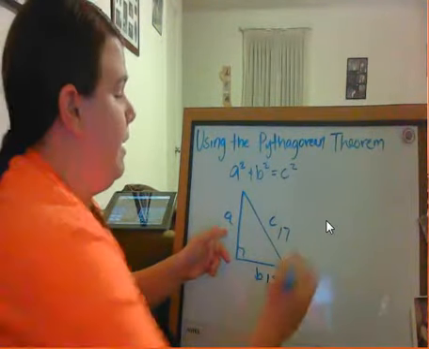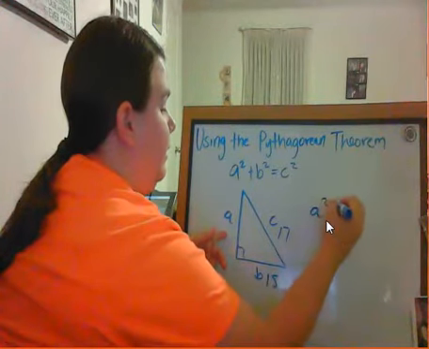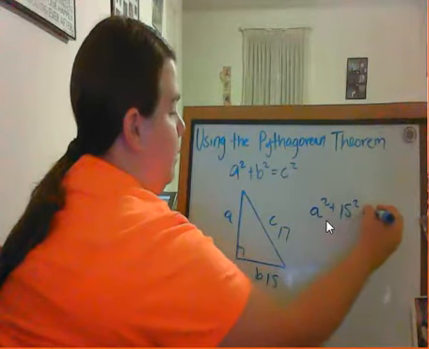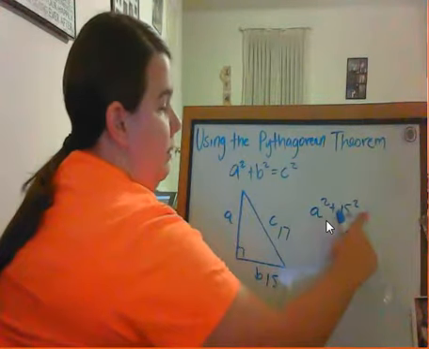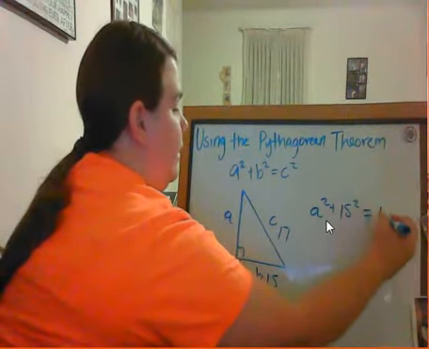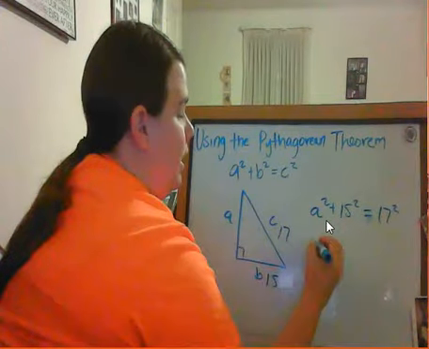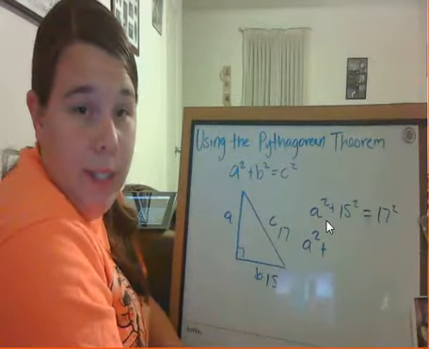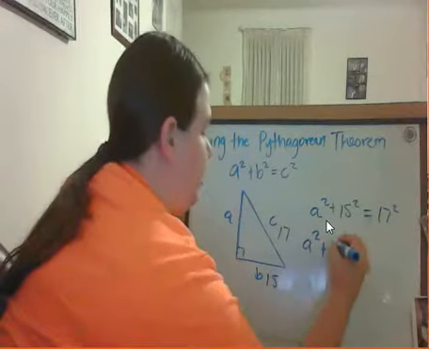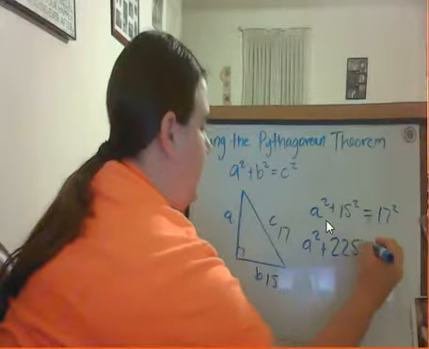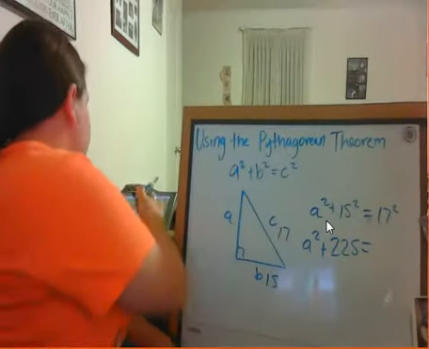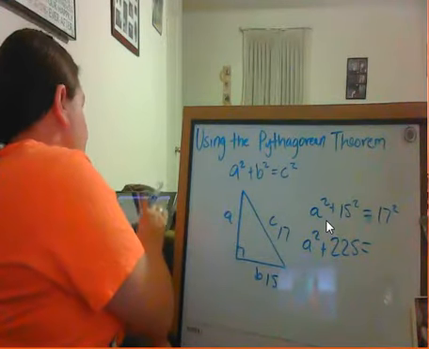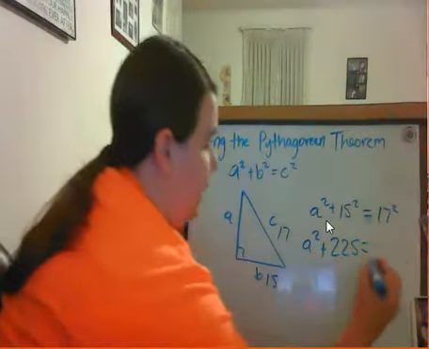So we don't know A, so we're going to leave A the same. So A squared. We're going to say B is 15 squared plus, well, not plus. Make sure we do equal to C squared, 17 squared. So now we're going to do a squared. What's 15 squared? 15 times 15 is 225. Now what's 17 times 17? Now do use the calculator to check yourself. 17 times 17 is 289.